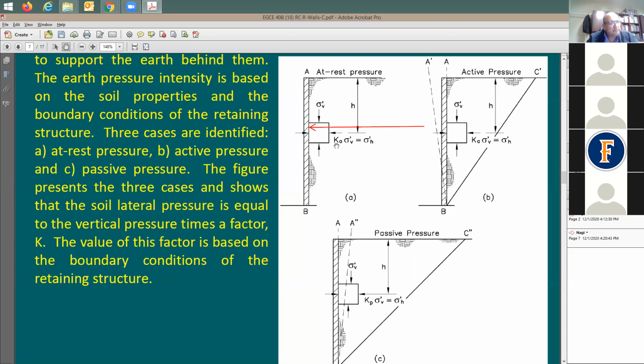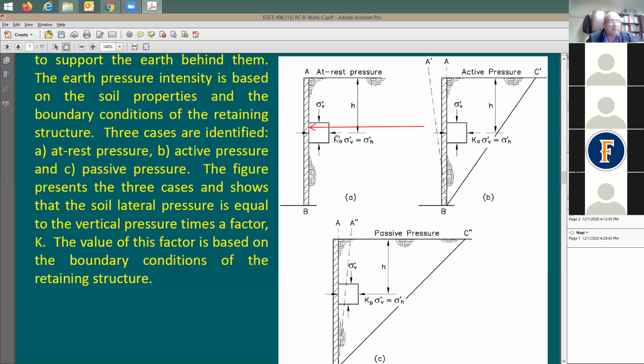Actually, K factor is, as I remember, 1 minus sine phi, something like that. But what I'm saying is, if we have just filled this with water, if you have a water tank, we have to just multiply the unit weight of water by that H. Now this is going to give you the vertical pressure.